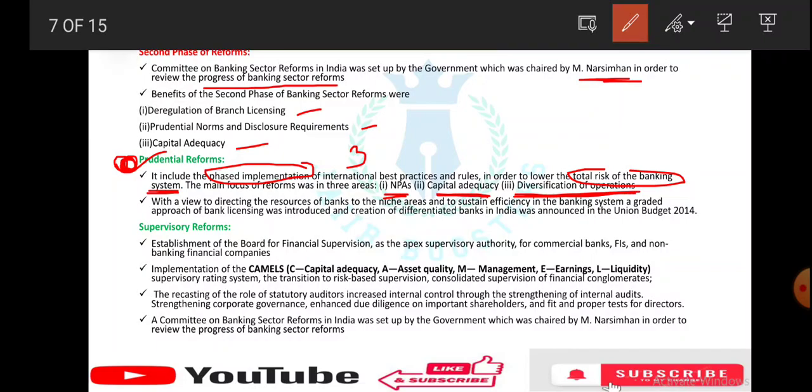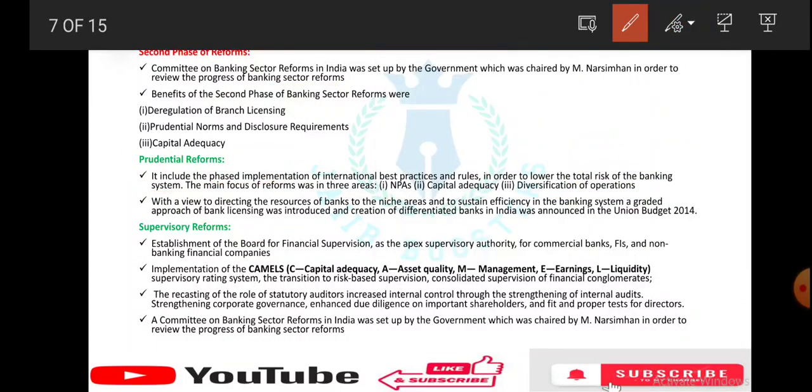The main aim is directing the resources of banks to niche areas and sustaining efficiency in the banking system. A graded approach of bank licensing was introduced, and the creation of differentiated banks in India was announced in the Union Budget 2014.